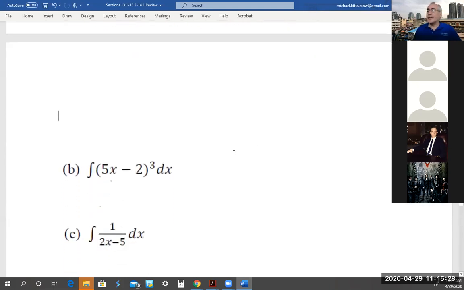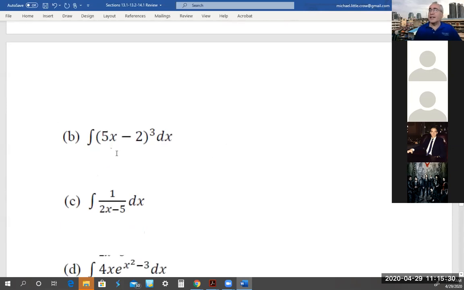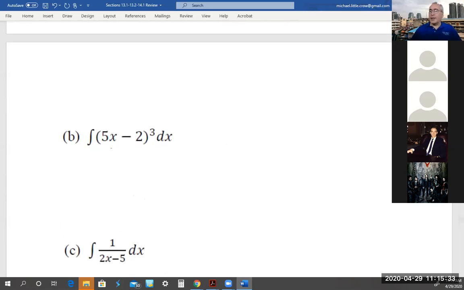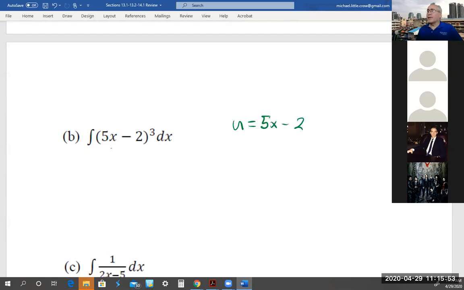Okay, so far so good? Okay. So what do we want to make the u here? What should u equal? How about we put the equation in the parentheses? Exactly. So just make the whole parentheses part the u. So we get 5x minus 2. Take the derivative of both sides. So du, the derivative of this first part is 5. The derivative of negative 2 is 0. So it's just 5 dx.